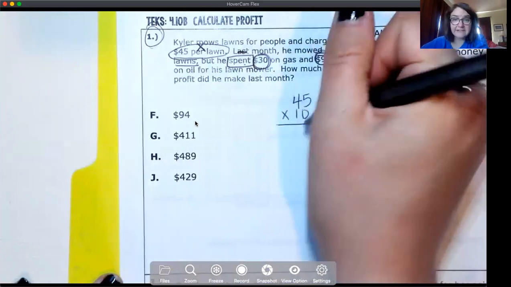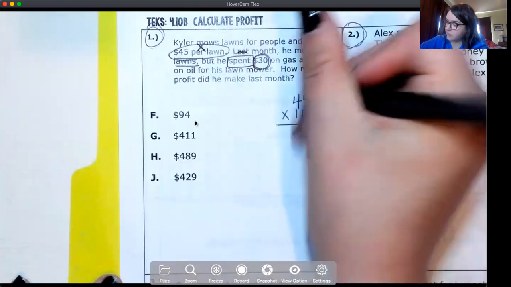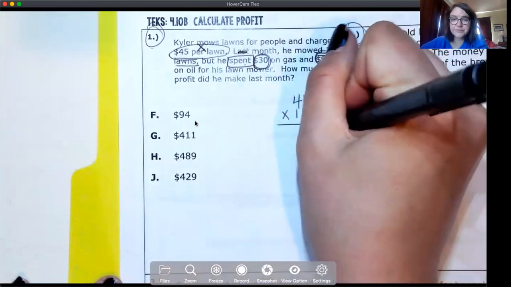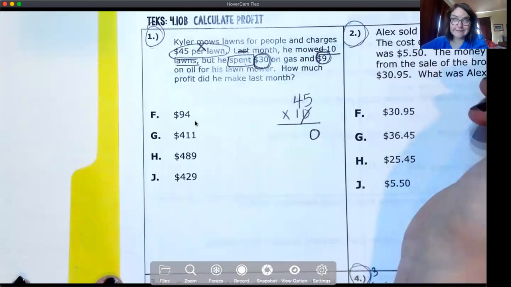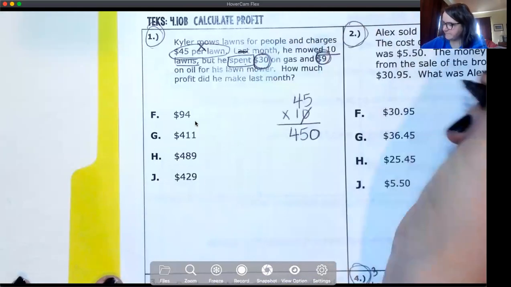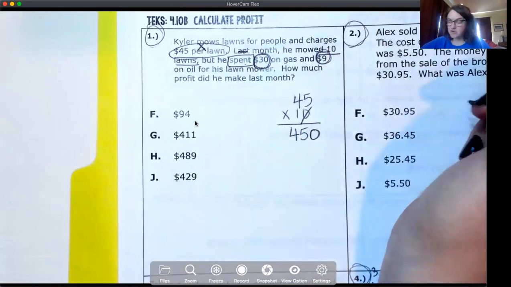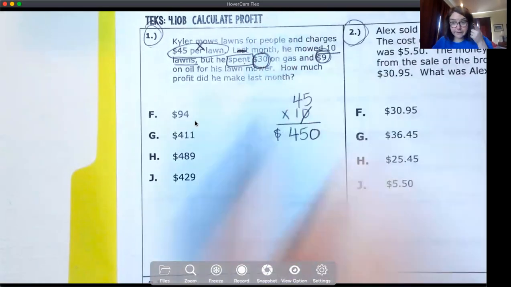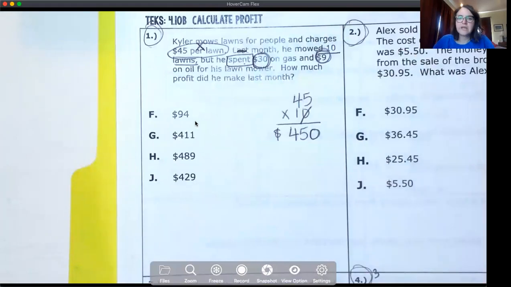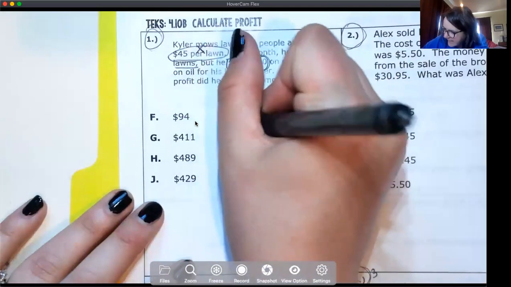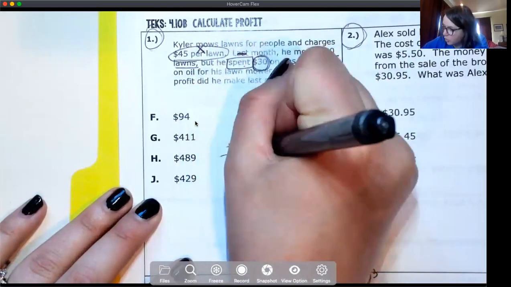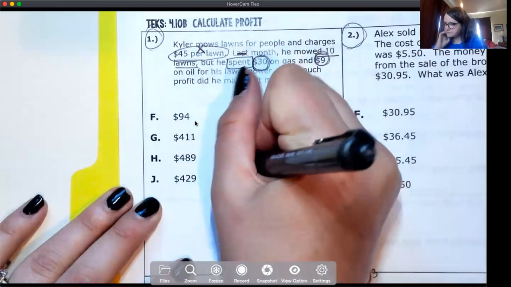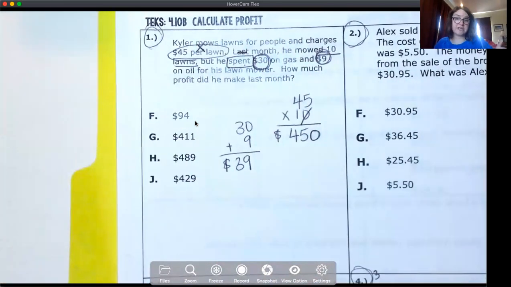So if I have 45 times 10, I'm going to cross that 0 out and bring it on down to my answer. Now I just have 45 times 1, and that's an easy. So he made $450 mowing lawns. Maybe a good summer gig for you if you're interested. And then he spent $30 on gas and $9 on oil. Let's see how much he spent in all. So he spent $39 in all for his lawnmower.